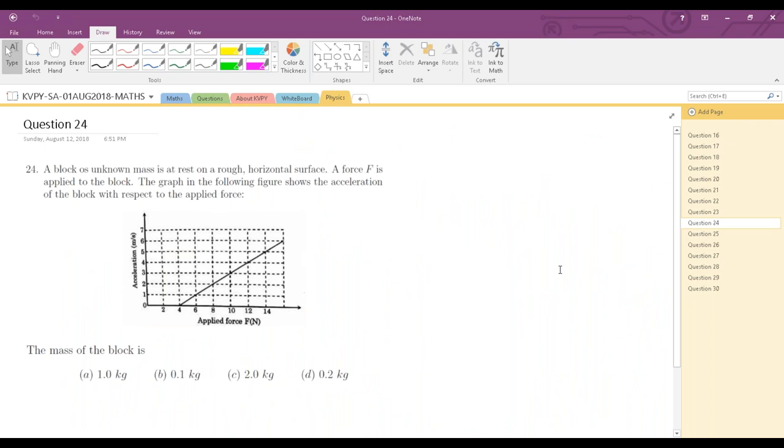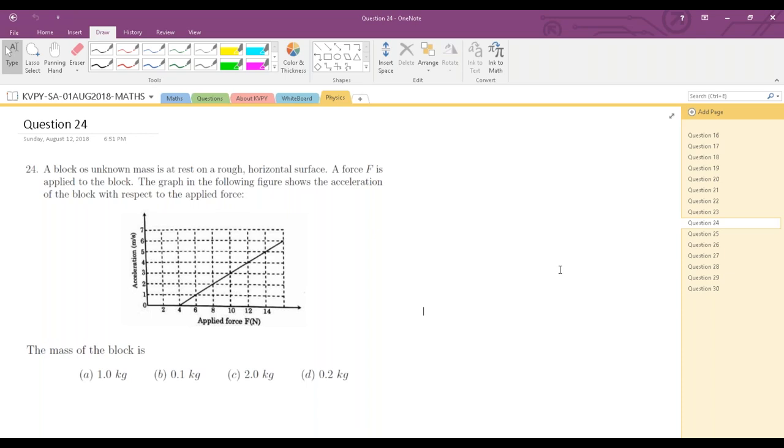If you look into question number 24, there is a typo, not OS, it is OF. A block of unknown mass is at rest on a rough horizontal surface. A force F is applied to the block. The graph in the following figure shows the acceleration of the block with respect to the applied force. So the question is, from this information, how can we tell what the mass of the block is?